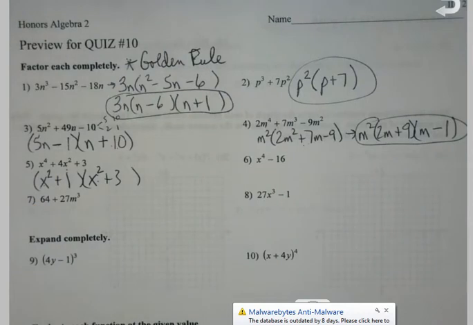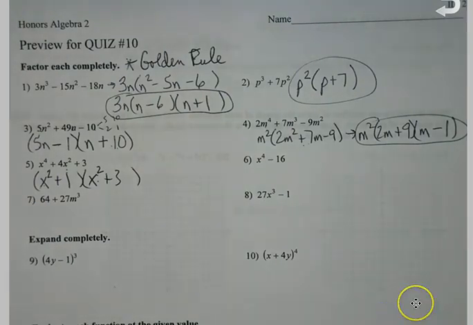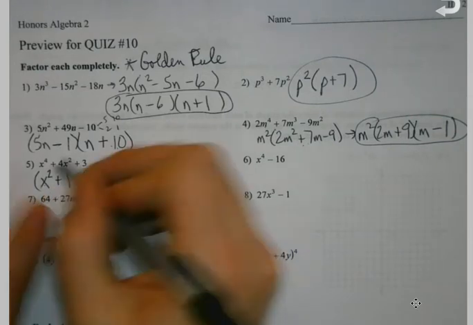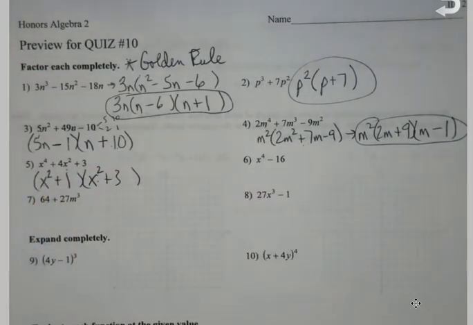But be careful. I know somebody's thinking it right now. Do not try to break this down. There's no such thing as a sum of squares. If it was a negative 1, yes, I could. But it's not, so I'm not.